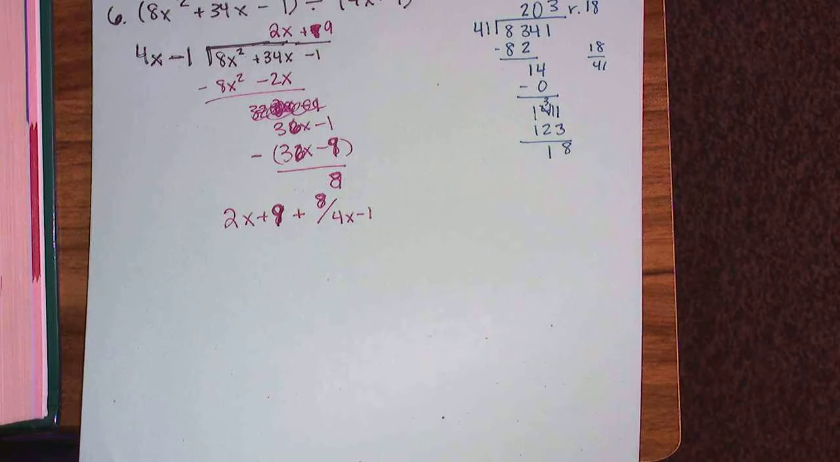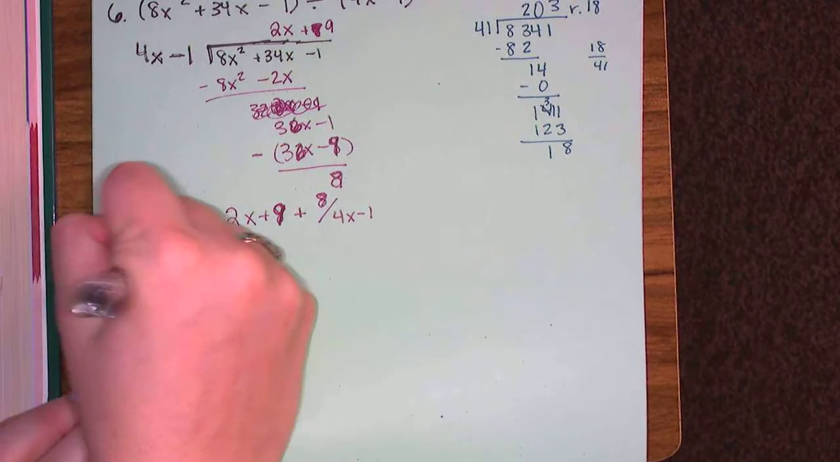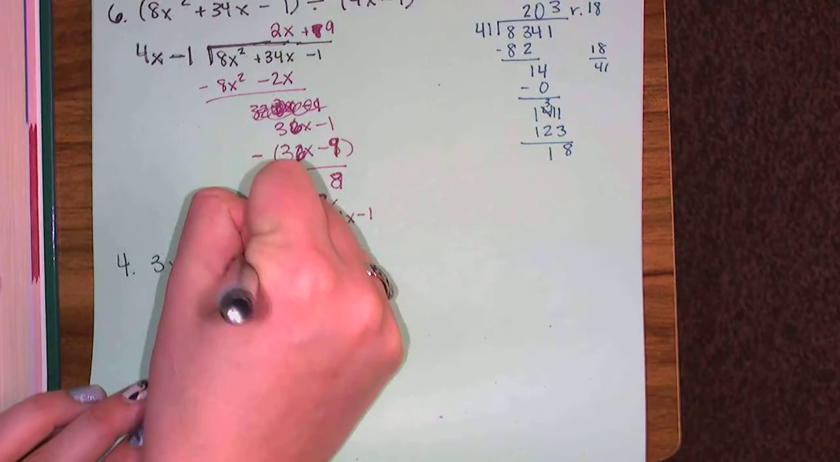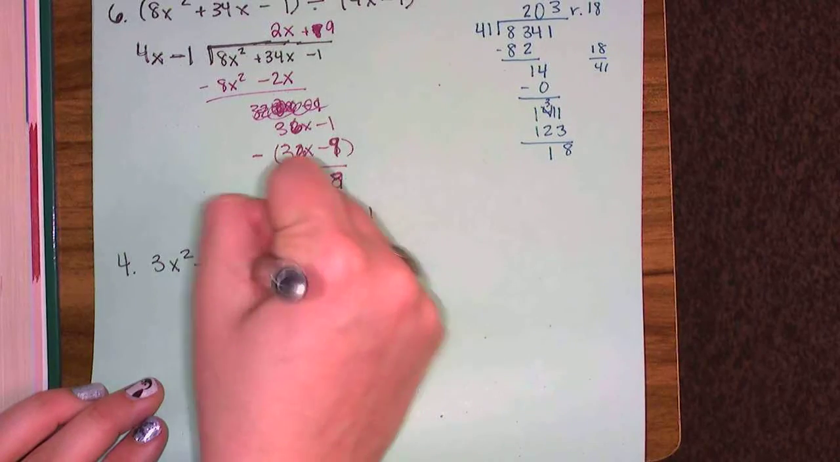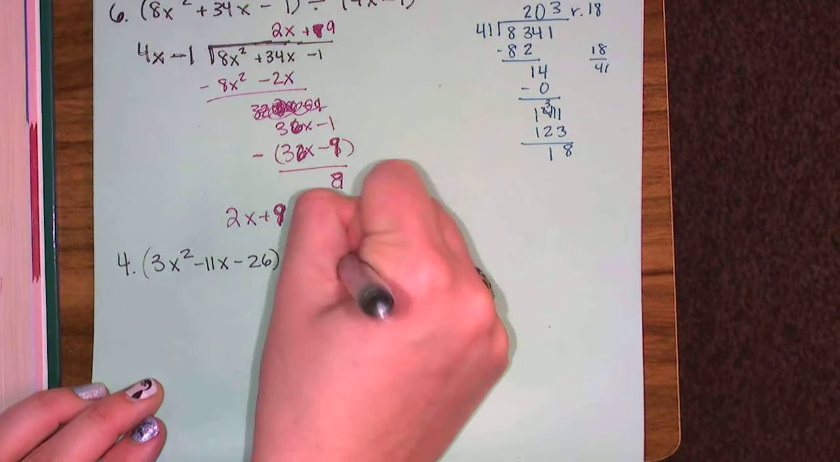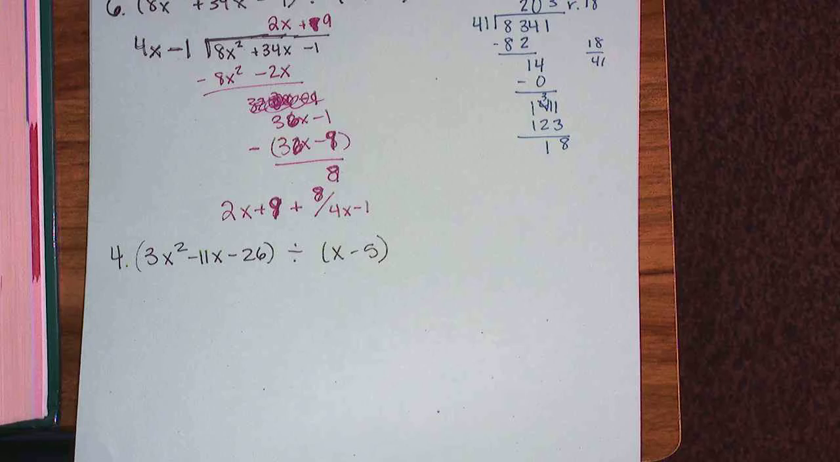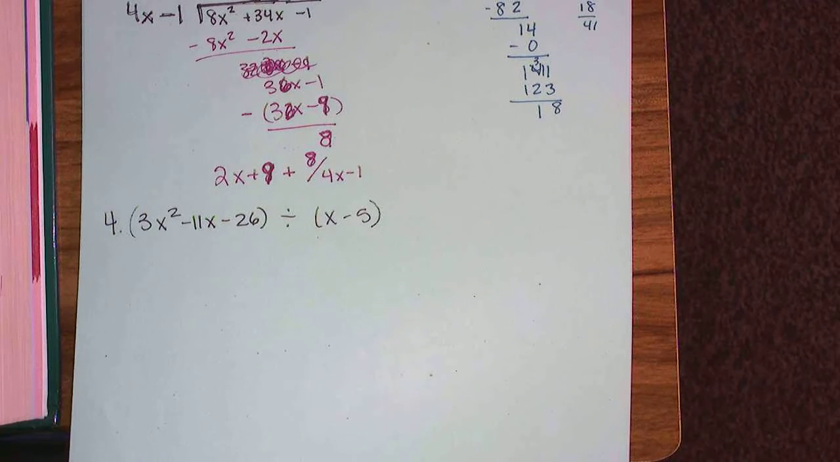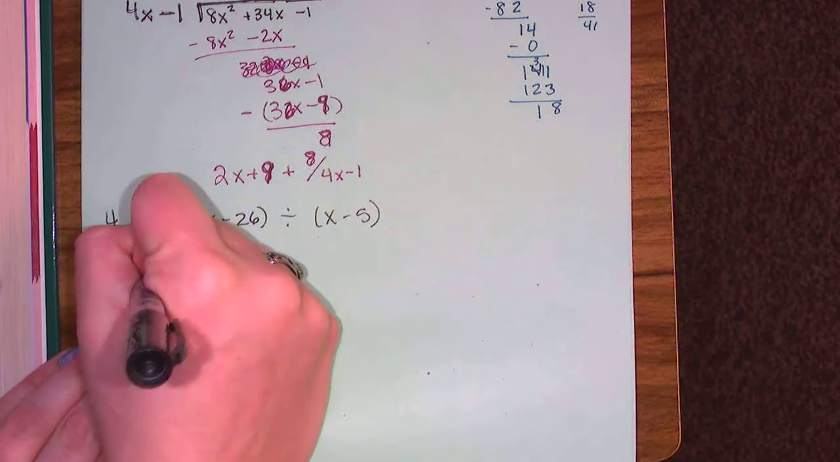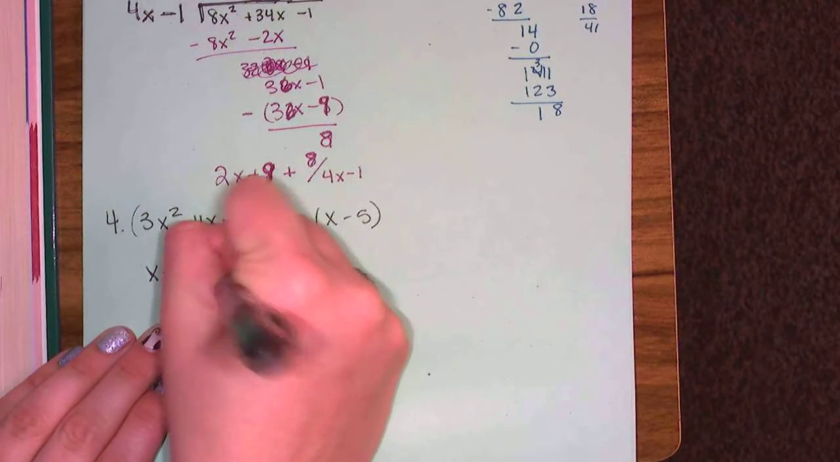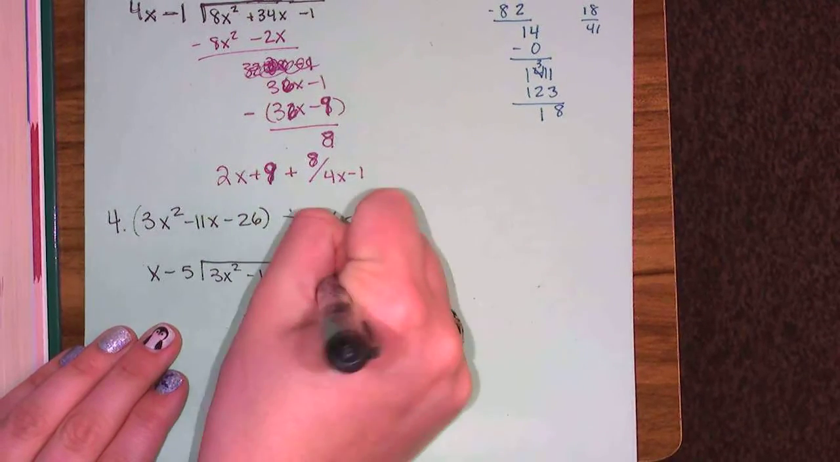Okay, let's do another one. Let's go back and do 4, which is what I intended on doing to start with. I just wrote the wrong problem down. 3x squared minus 11x minus 26 divided by x minus 5. Normally this is one we would do by synthetic, but just so we have another easy long division problem, we're going to do this. So I set this up, x minus 5 outside, and then in my box, 3x squared minus 11x minus 26.